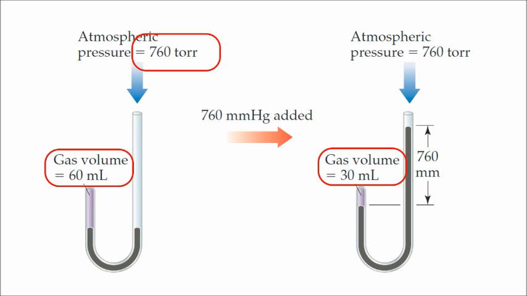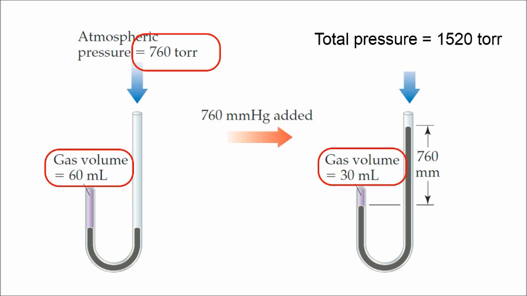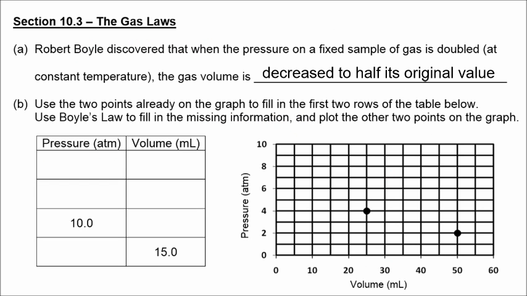We doubled the pressure, so it was 760, but now with the extra mercury and the atmosphere added together, the total pressure on that particular sample of gas is doubled, so 1520. So you can see that the answer in the first blank for gas laws is decreased to half its original value. Boyle's law is an inverse relationship between pressure and volume.